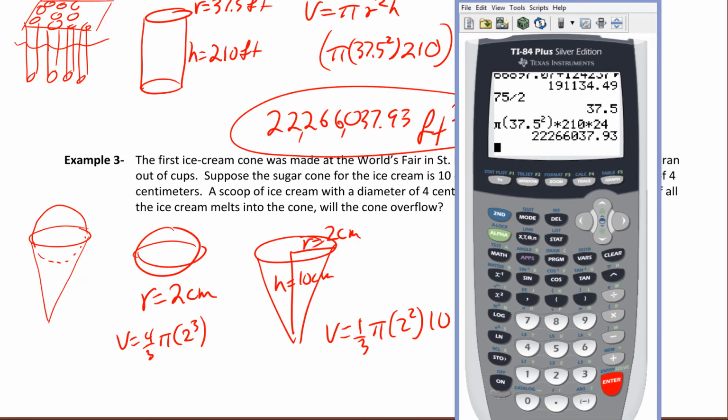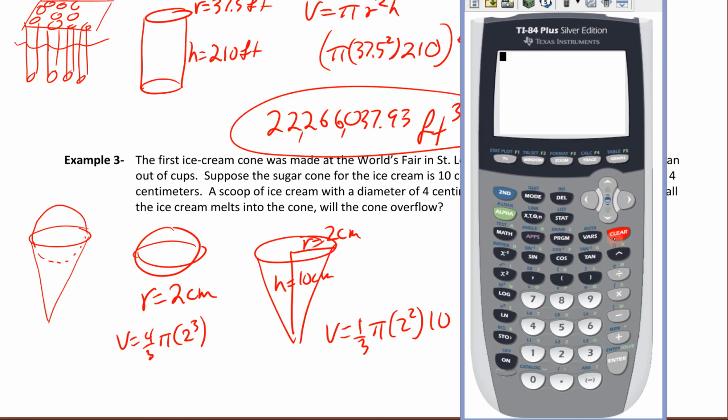So I'm going to slide this over so we can see them both at once. I'm going to clear this off and we get this. 4/3 and then the pi, and we're doing 2 cubed, so raise that to the 3rd power. Hop over here. So we get 33.51.